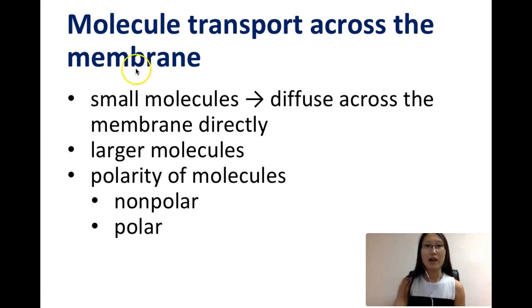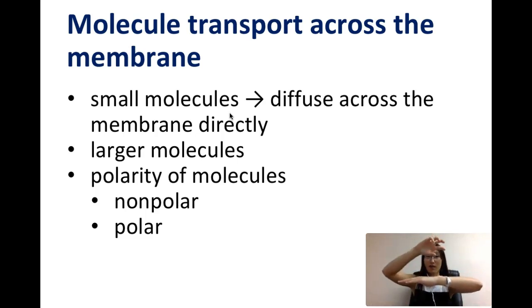So right now we have molecule transport across membrane. How a molecule can transport across a membrane depends on certain properties of the molecule itself. For example, if we have a really small molecule, such as oxygen, it can diffuse across the membrane directly. Diffusion goes from high to low. If we have this membrane right here, the small molecule can go directly from the high concentration to the low concentration across the membrane. So that's the first case.